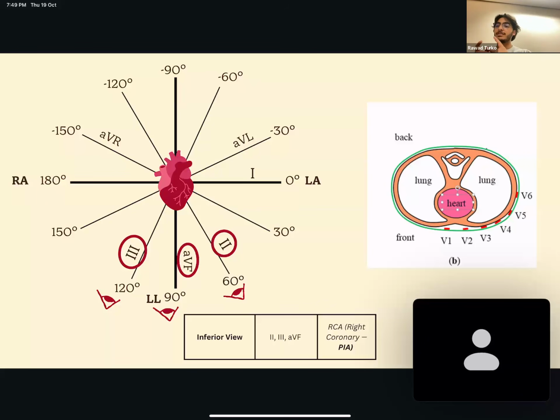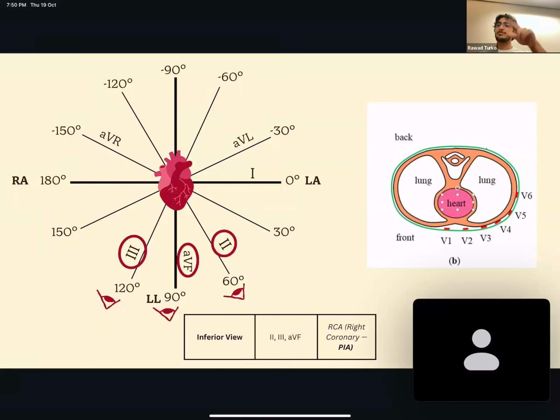Now, this inferior view, basically the inferior side of the heart, is supplied by the right coronary artery, specifically the PDA. Now, this table is in a bigger form in your actual slides, right? Am I mistaken? It says inferior view, anterior view in your actual slides. There's a table.